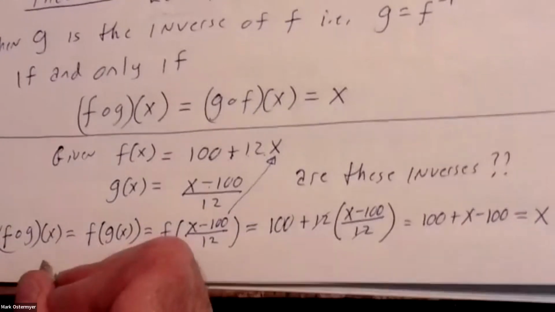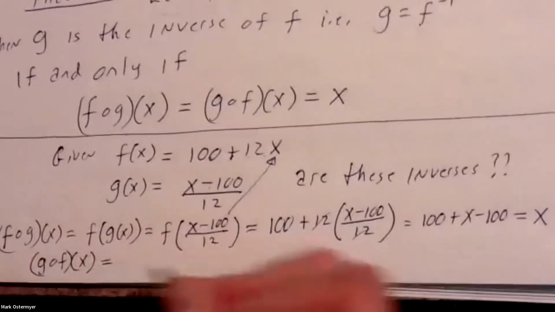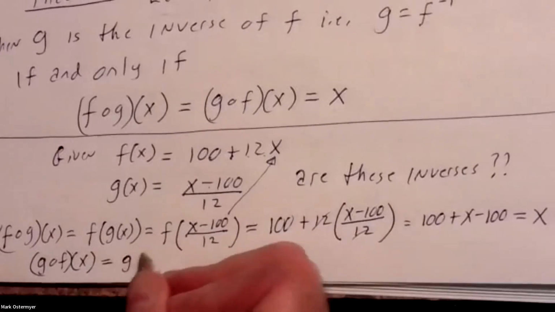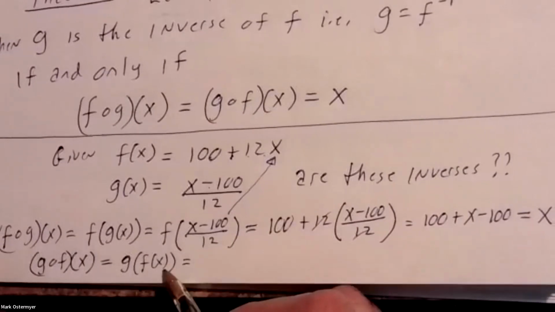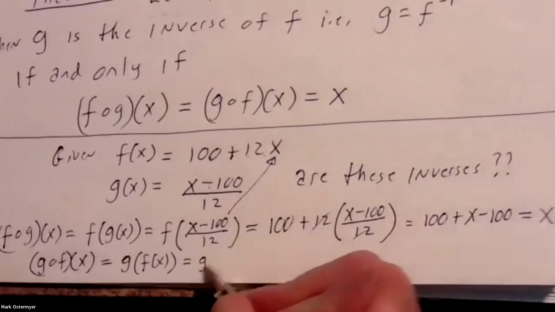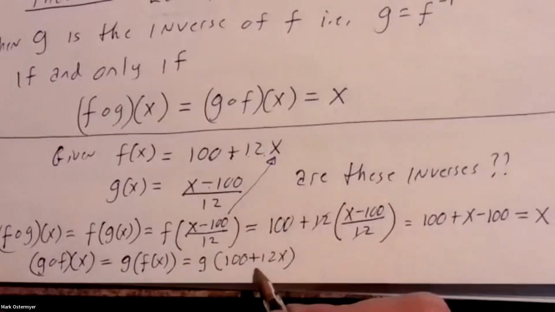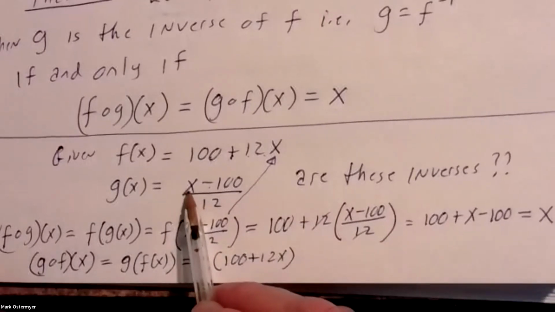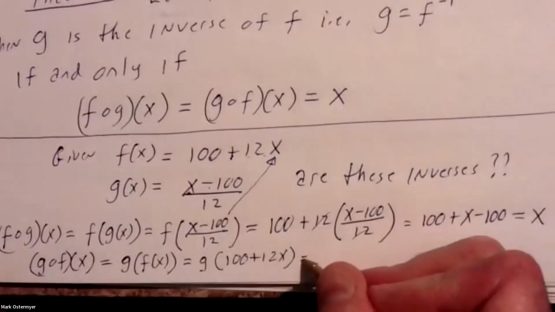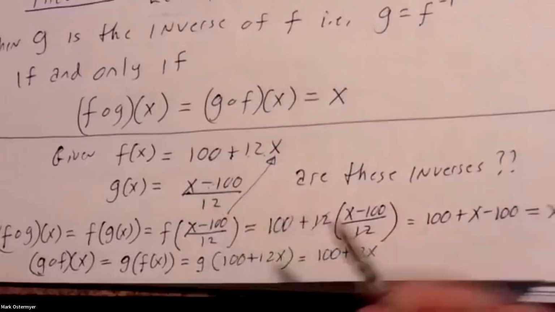We have to look at the other composition now, g composed with f of x. We've got to spin this around. Well, g composed with f of x is g of f of x. That's to say, if I put function f of x into function g, I will be evaluating function g at 100 plus 12x. This 100 plus 12x now has to take the place of x in the definition of function g. So I have to put 100 plus 12x in right here: 100 plus 12x minus 100 over 12.